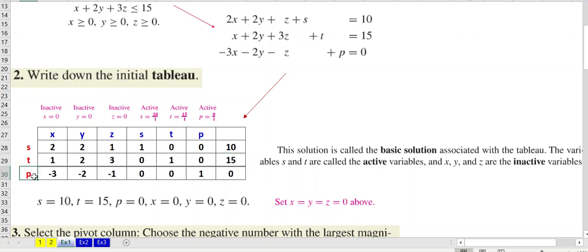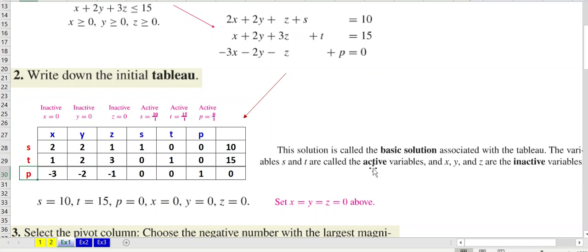P, we do the same thing. We take the constant, which is just 0, divided by the number in the P column and the P row, which is 1. 0 divided by 1 is 0. So P is equal to 0. So we found the value of our active variables, S, T, and P. Finding the values of the inactive variables is easy. They're always 0. The inactive variables, X, Y, and Z, are all equal to 0.